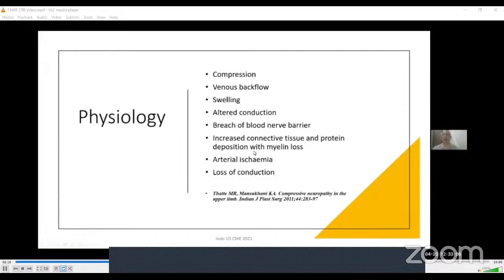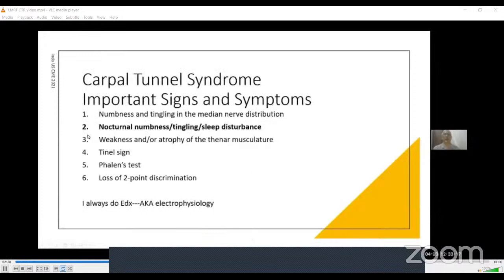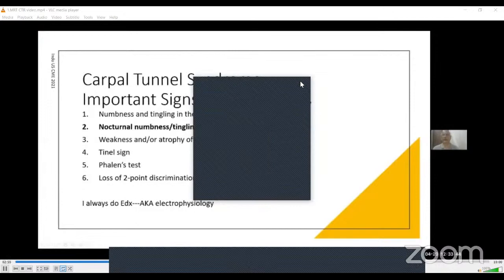The important signs and symptoms are numbness and tingling in the median nerve distribution. Nocturnal numbness, tingling, and sleep disturbance, in my opinion, is one of the most important pathognomonic signs of carpal tunnel syndrome. Weakness and or atrophy of the thenar musculature, Tinel's sign positive over the median nerve, Phalen's test positive within 60 seconds, and a loss of two-point discrimination. As a disclosure, we always do electrophysiology for confirmation of diagnosis, documenting the extent of the injury, and for medicolegal purpose.